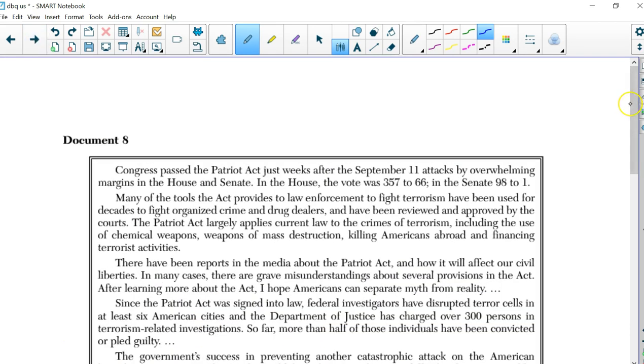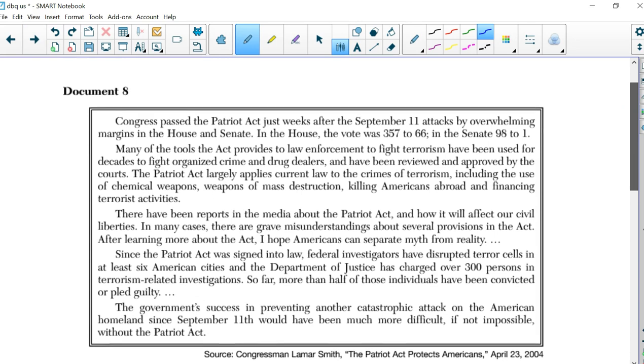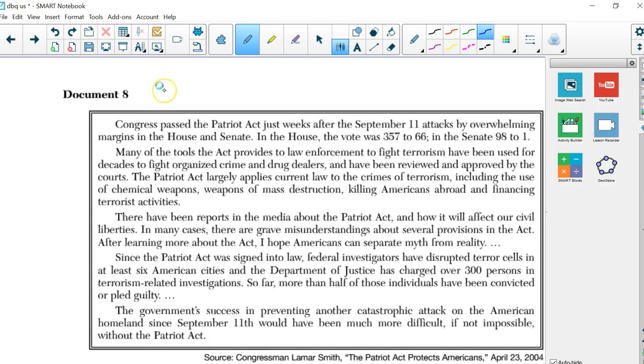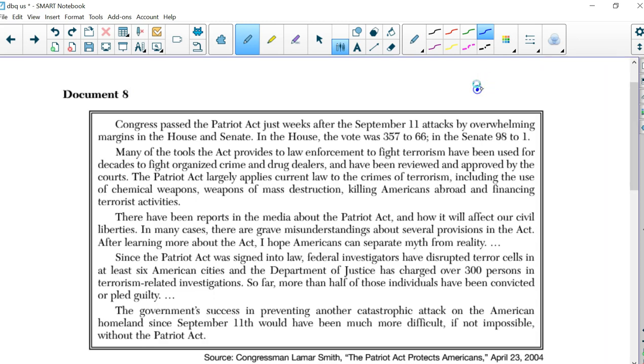Okay. That was document 7. Now we're on to document 8. Yay. If I was going through this and they weren't in order, I would put a B next to this for Bush. Because that's who we're talking about, President Bush.